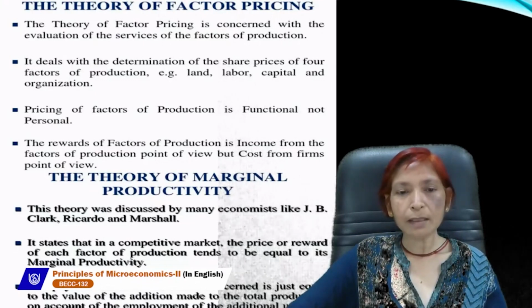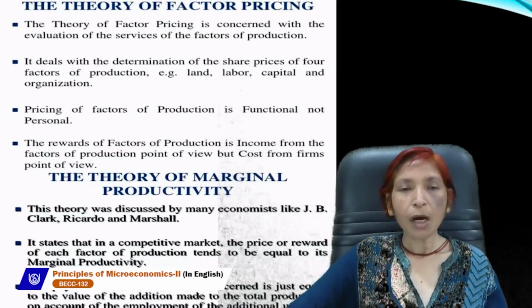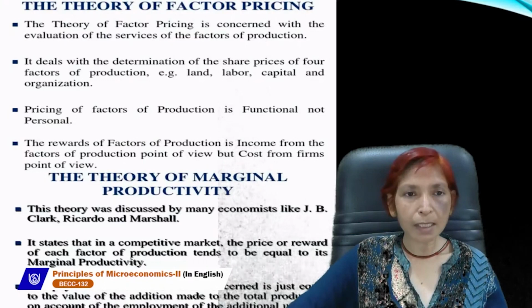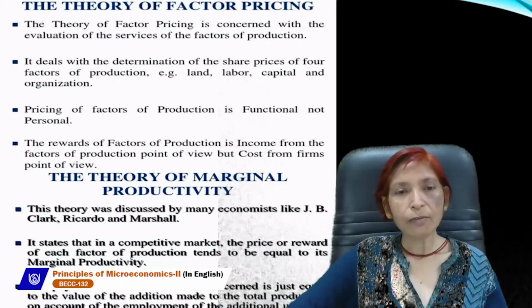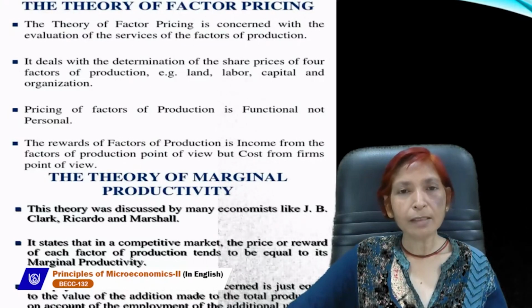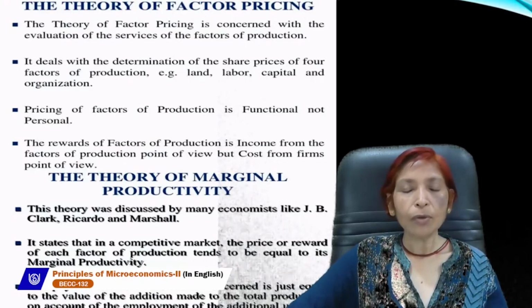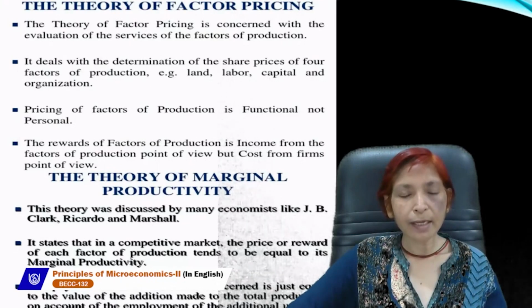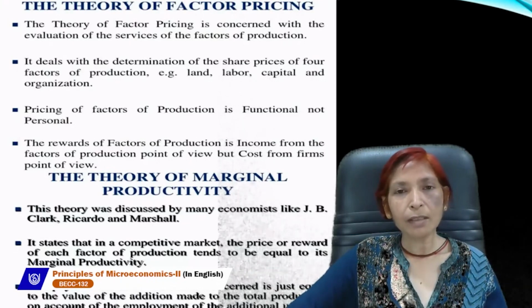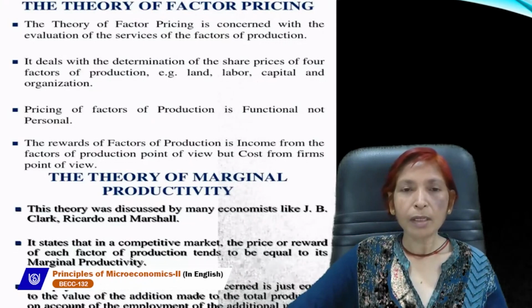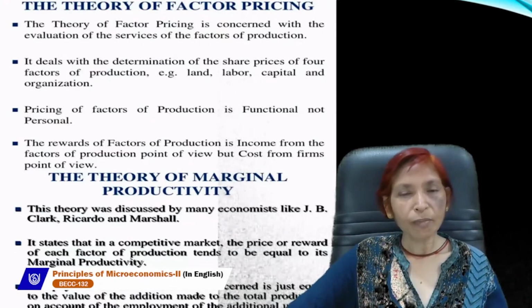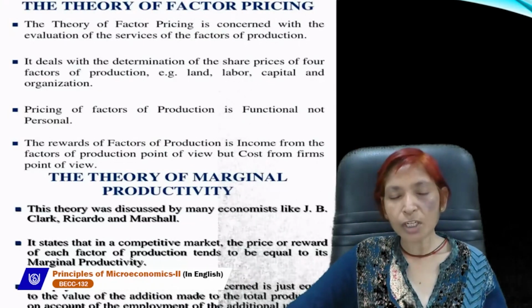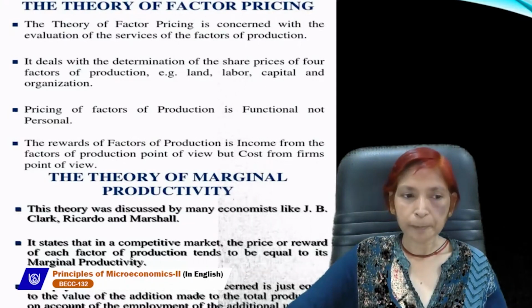So factor pricing theory tells us how factor pricing is determined and how much price we have to give to each and every factor so that the factors continue providing their services in the production process and the economy will run smoothly, functioning very properly.